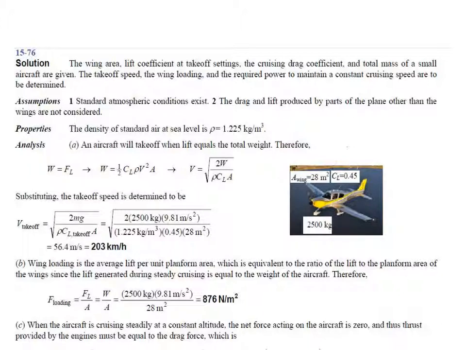It's good to remember that 1 meter per second is equal to 3.6 kilometers an hour. So let's write that down.